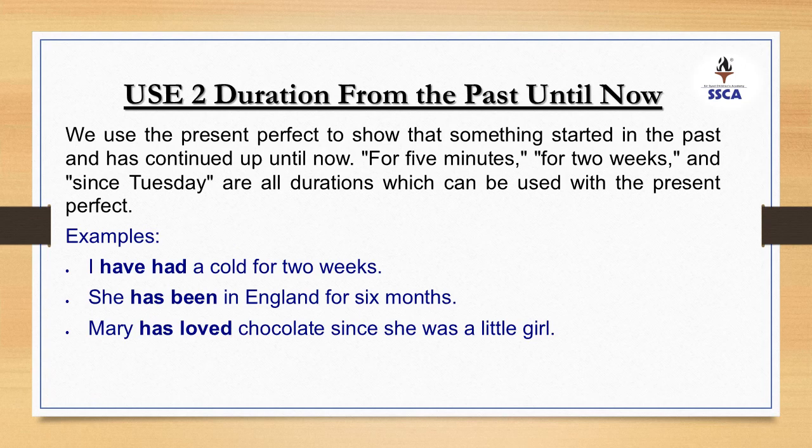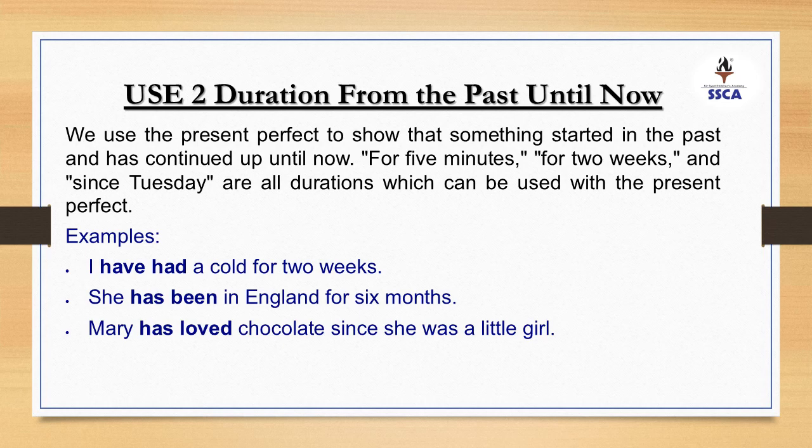The second most important use of present perfect is duration from the past until now. We use the present perfect to show that something started in the past and has continued up until now. For 5 minutes, for 2 weeks, and since Tuesday are all durations which can be used with present perfect. For example, I have had a cold for 2 weeks. Means my cold started 2 weeks ago and it is the same and has continued up until now. Number 2, she has been in England for 6 months. Means she shifted to England 6 months ago and she is there until now.